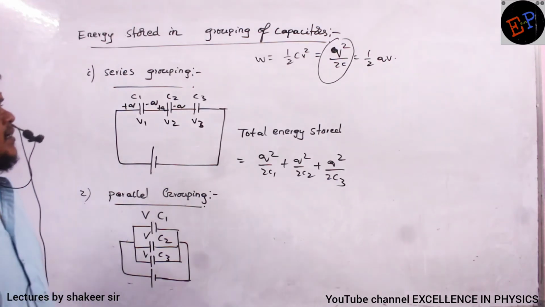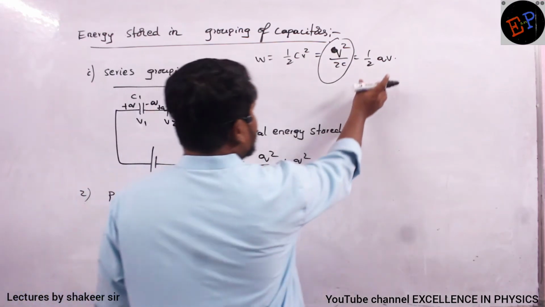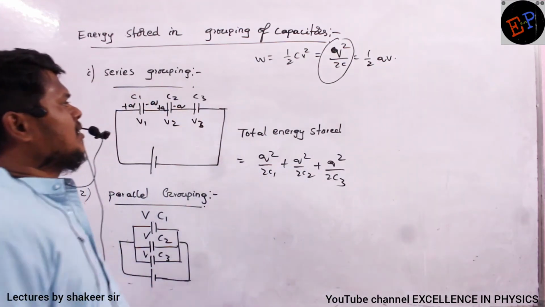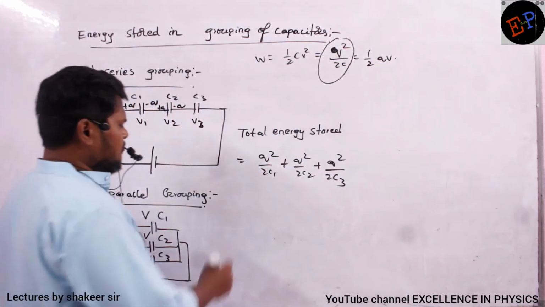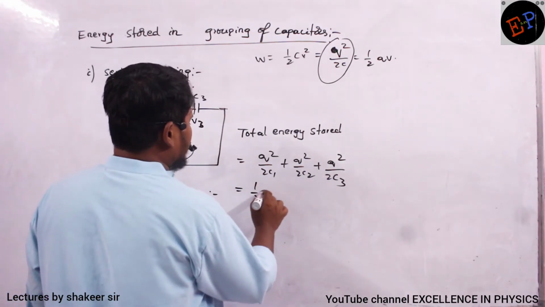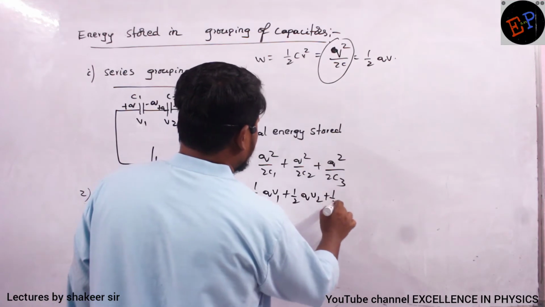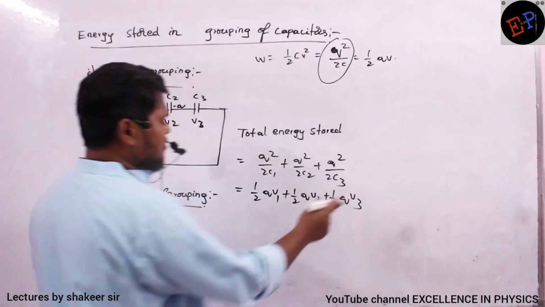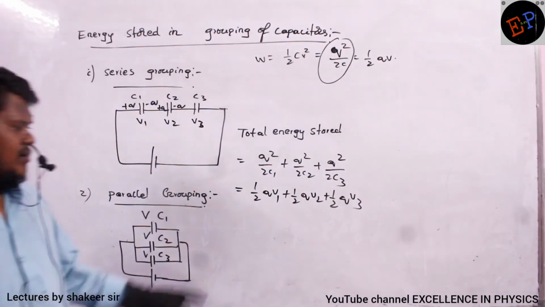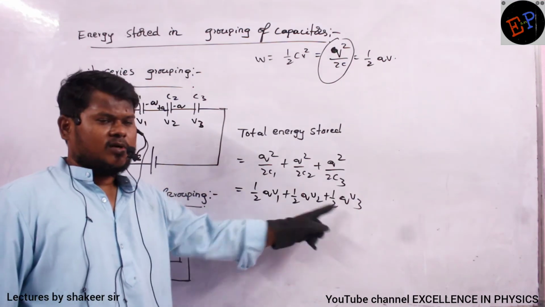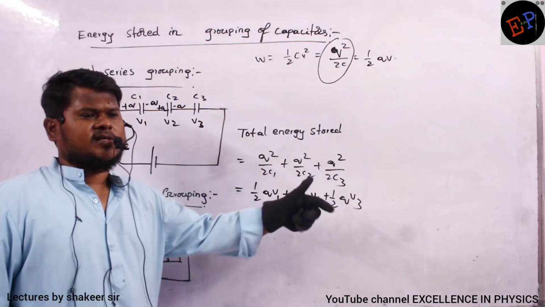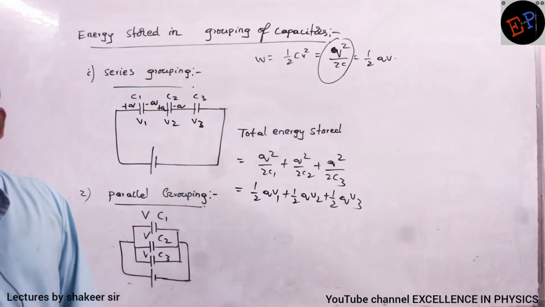Okay, and see if I can use this relation: half Q V1 plus half Q V2 plus half Q V3. I can write this one also, no? Why can I write this relation? Because the charge stored on every capacitor is the same. Potentials may be different. Is it clear?